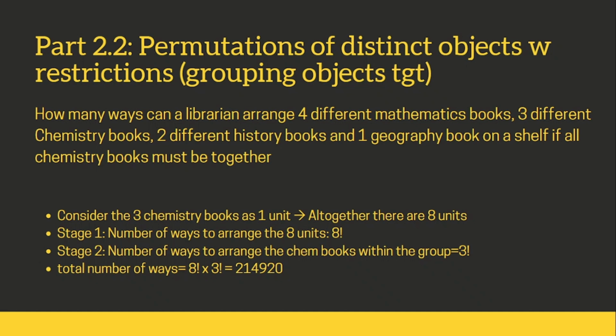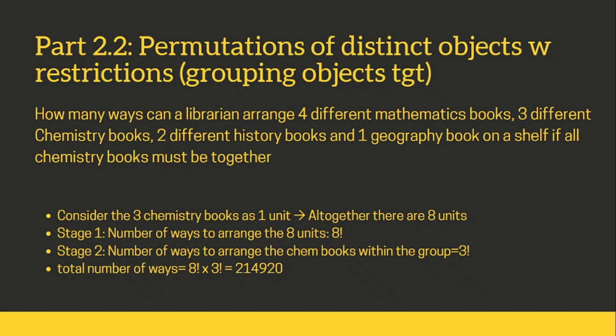Whenever they ask you to group objects together, they try and consider all those objects as one unit. So for this case, the 3 chemistry books will just be 1 unit. Then you couple that with the 4 math books, the 2 history books, and the 1 geography book. There are so-called 8 units in total. And so the first part will just be arranging all those 8 units.